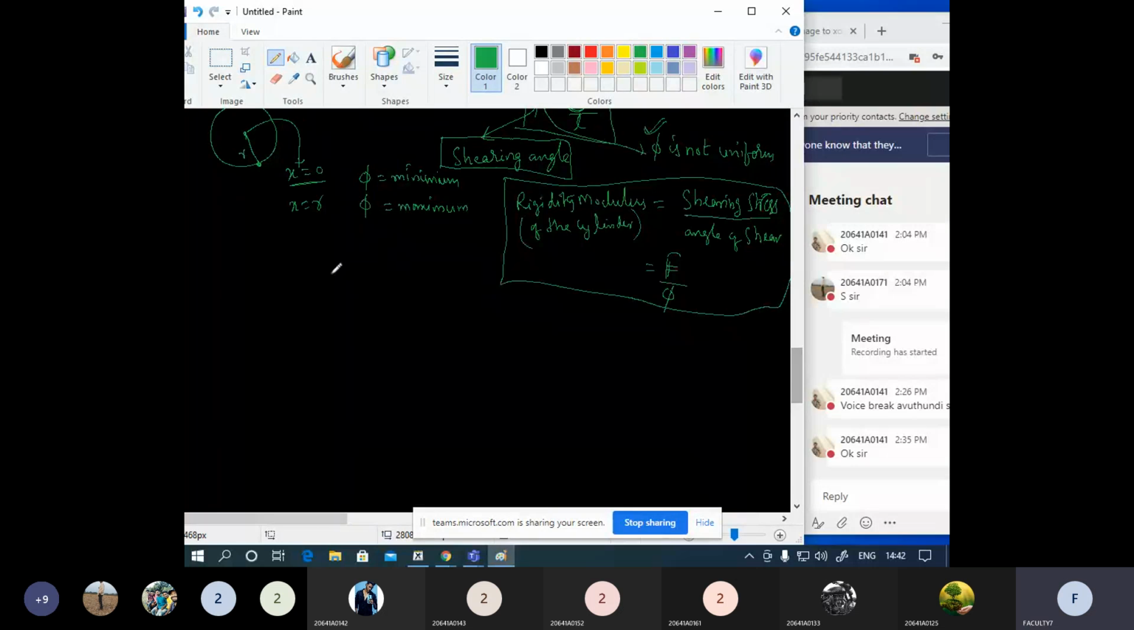Now let us identify the substitution here. This rigidity modulus is represented as eta. Now let us go with the force: F equals eta into phi. Now let us identify, and we are going to extend the topic.